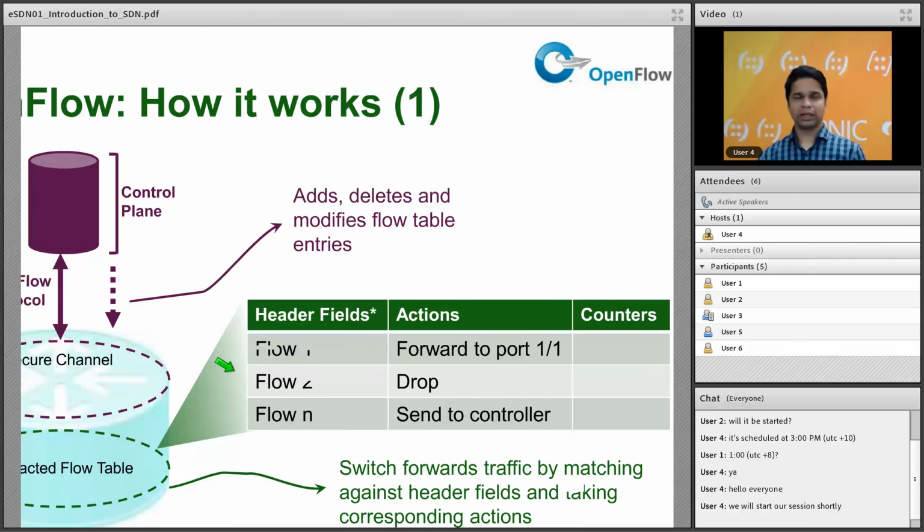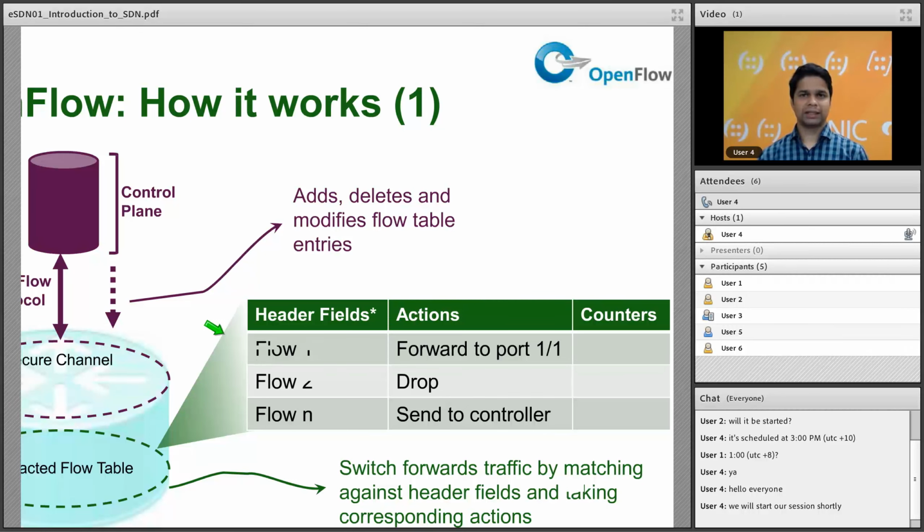So in the flow, we have a header field. In the header field, we have the set of packet header fields to match on, so we could match on a specific header in the packet. Action is what we do when it matches. So we could forward it to an output port, or send it to the controller, drop it, set an additional header, and so on. And the counters are basically for statistics, how many packets match that specific flow.